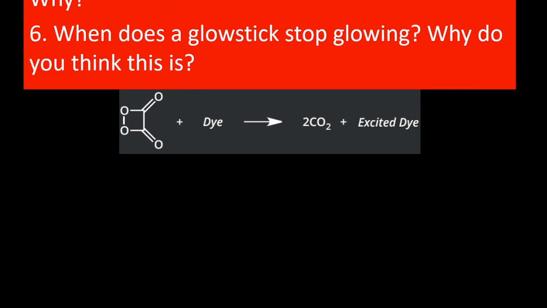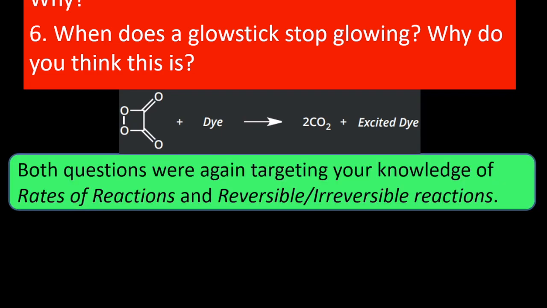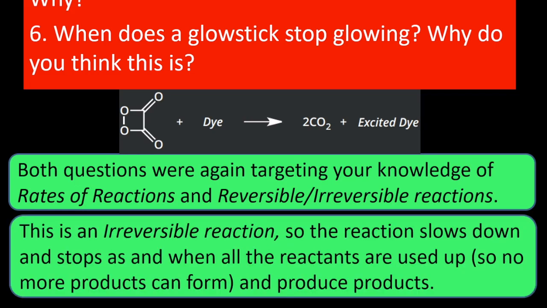Okay, so question 5 and 6. When do bubbles stop forming in a glow stick and why? And when does a glow stick stop glowing? And why do you think this is? So again, both questions were targeting your knowledge of rates of reaction and reversible and irreversible reactions. So as I said before, this is an irreversible reaction. So the reaction slows down and stops as and when all the reactants are used up. So no more products can form. And therefore we do not see that emission of light.